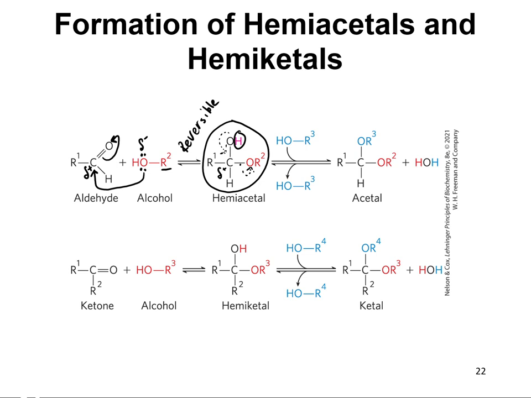Same deal for the ketone. So I'm not going to go through and show the arrow pushing. But if I give you two simple monosaccharides, you should be able to draw how you get from the linear aldehyde or ketone to the hemiacetal. And if I give you another one, you should be able to draw getting from the hemiacetal or the hemiketal to the acetal or the ketal.